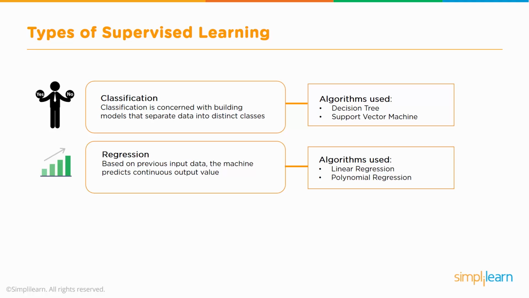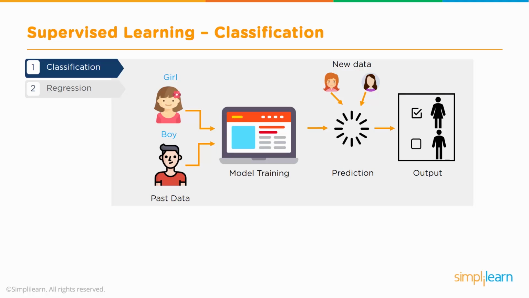Regression, based on previous input data, the machine predicts continuous output value. And you can see here we have three green bars, and you can probably guess what the fifth one's going to look like. Algorithms used are linear regression and polynomial regression. Those are the two most common ones, although there are certainly many more. And we haven't touched upon neural networks, which is a whole other group of machine learning tools that include both of these. Let's look at supervised learning classification.